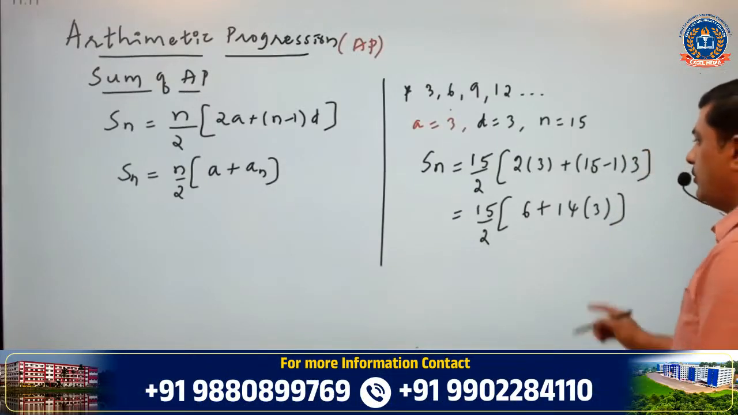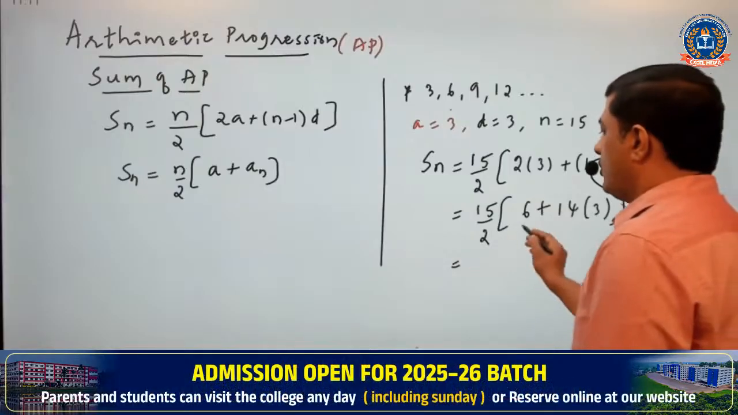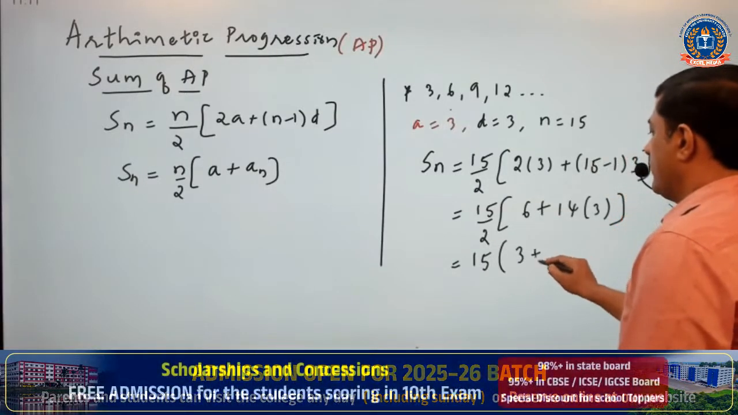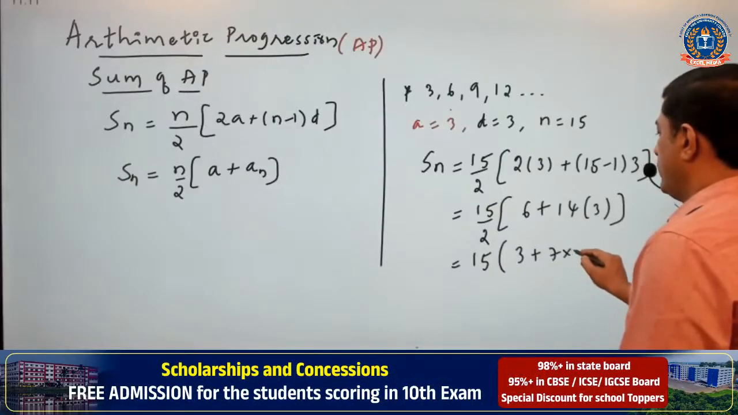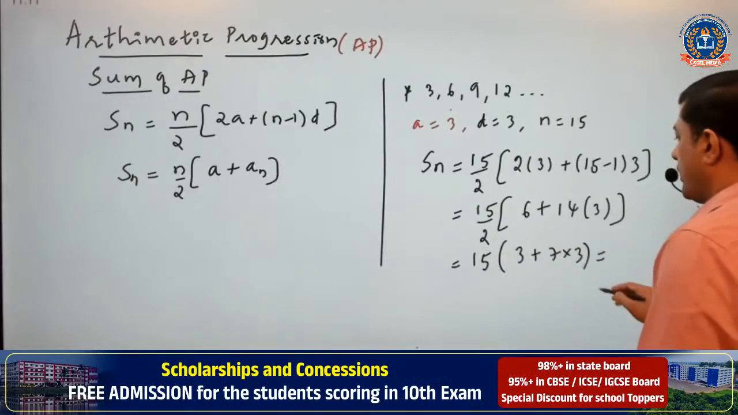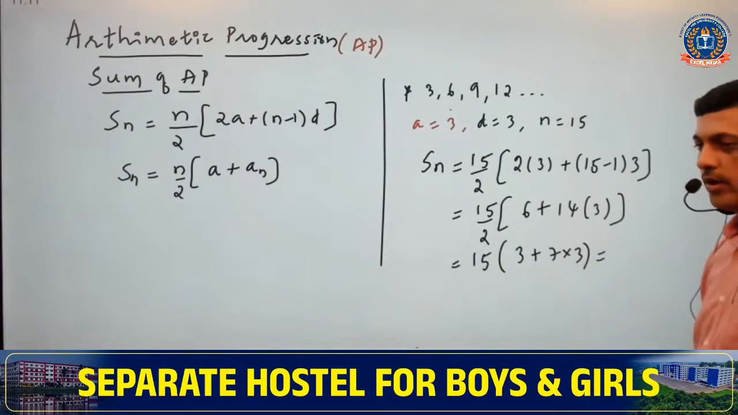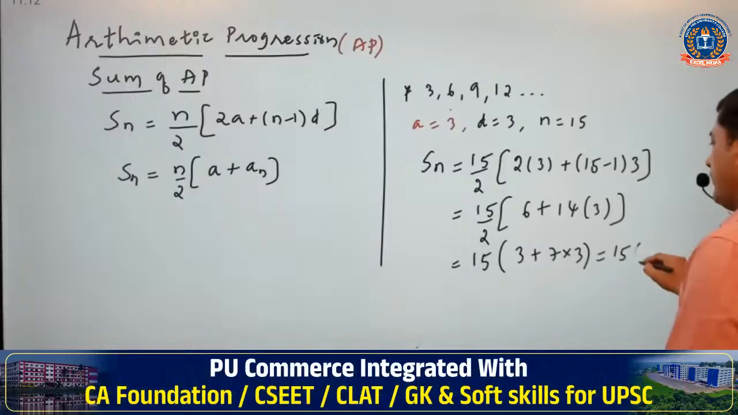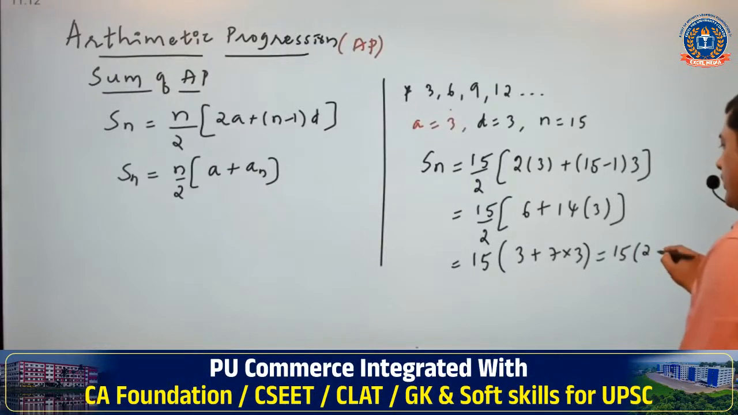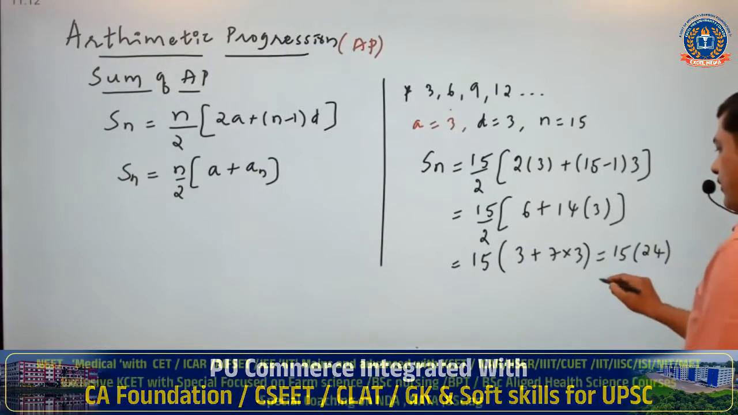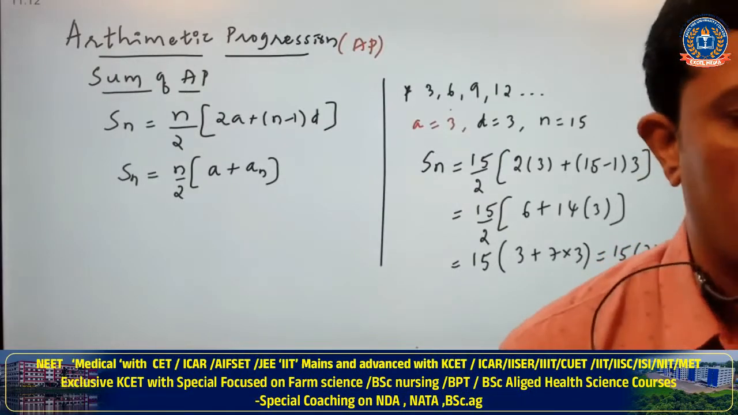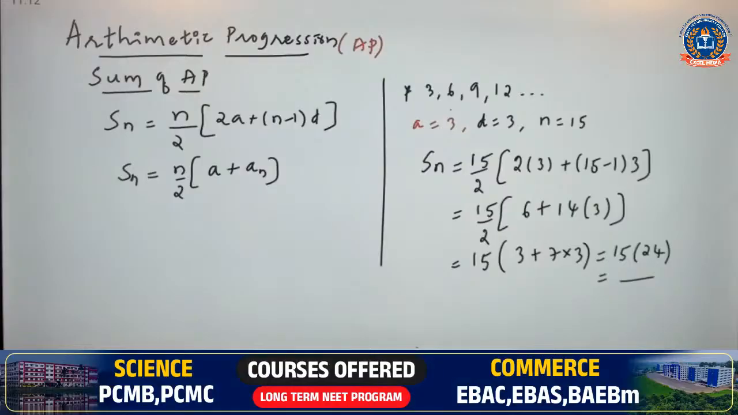Right. So you can take 2 common and you could cancel it out. What is left is 3 plus 7 into 3. Right, 7 into 3 is 21. 21 plus 3, it is 24. Just find the answer for this. Just a normal sum, that normal sum we need to have.